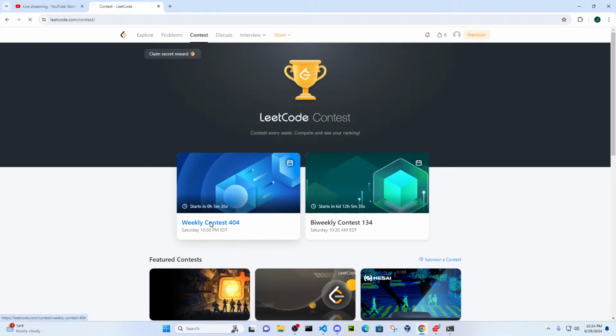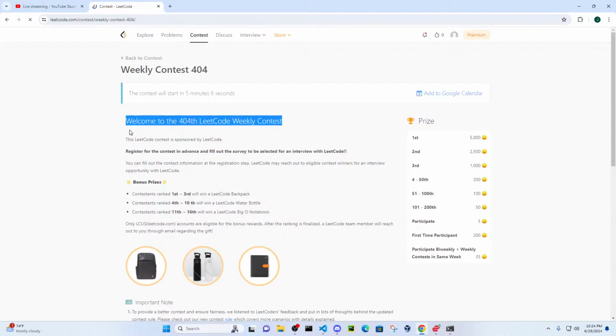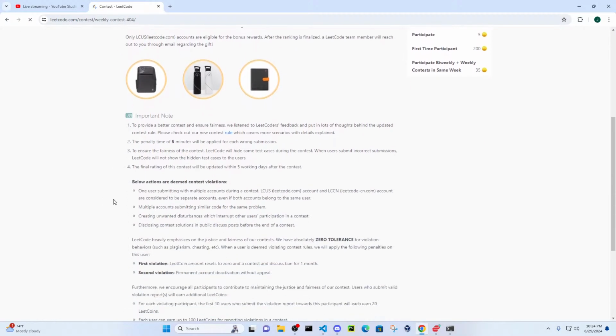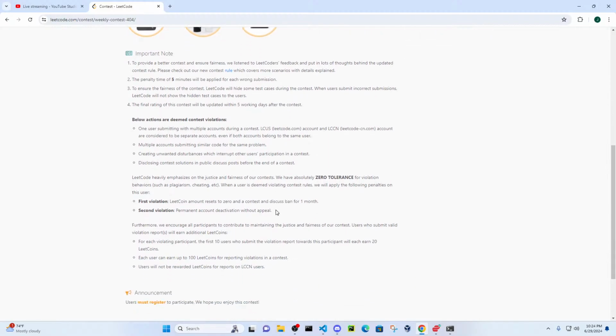It starts in 5 minutes. Click that. There's a bunch of information here that you can read. There's prizes to be won. You earn some points if you score high. But the most important thing that always stands out to me is the penalty of 5 minutes will be applied for each wrong submission. So if you submit a solution to one of the problems and it's wrong, they're going to tack on 5 minutes to your final time.